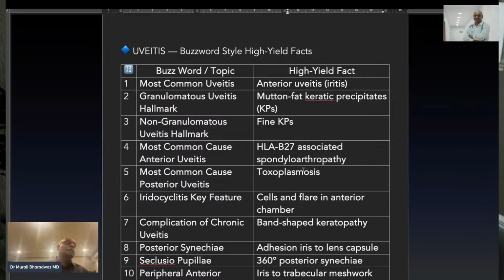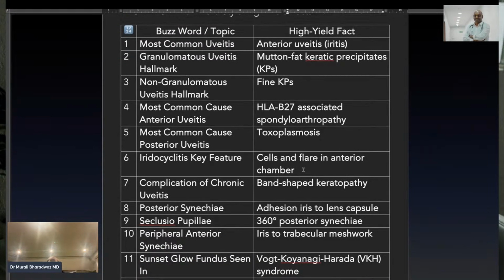Also in Vogt-Koyanagi-Harada syndrome, it is also granulomatous, with mutton fat, autoimmune. And non-granulomatous uveitis has fine keratic precipitates. The most common cause of anterior uveitis is HLA. What is PAIR? P is psoriasis, A is ankylosing spondylitis, I is inflammatory bowel disease, and R is reactive arthritis. These four are called HLA-B27 associated seronegative spondyloarthropathies.